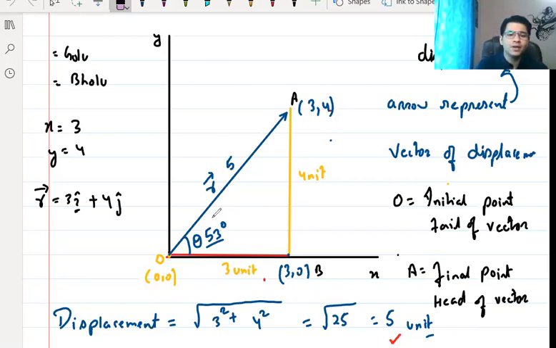Now, what is a representation? I told you, a vector is a representation, so I have to represent it in components. So what is this 3? 3 is the component in X.